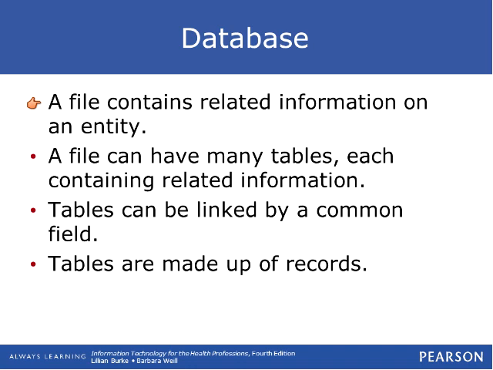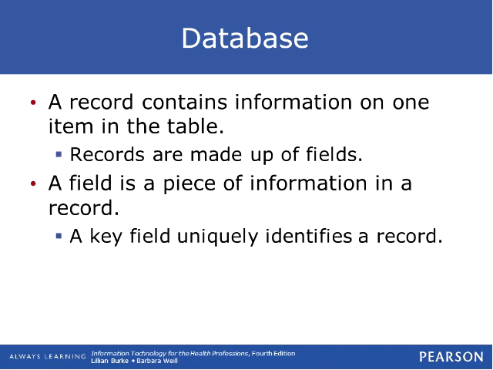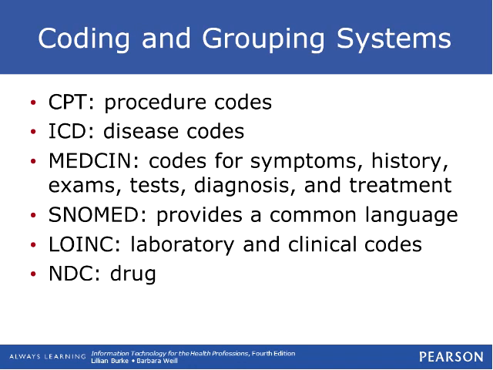So a file contains related information on an entity. A file can have as many tables, each containing related information, and tables are then linked by a common field. Tables are made up of records. A record contains information on one item in a table, so records are made up of fields. A field is a piece of information in a record. It's one item, if you will. A key field uniquely identifies a record, so that's how we look at those databases.